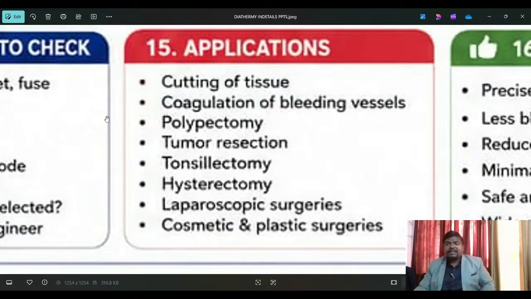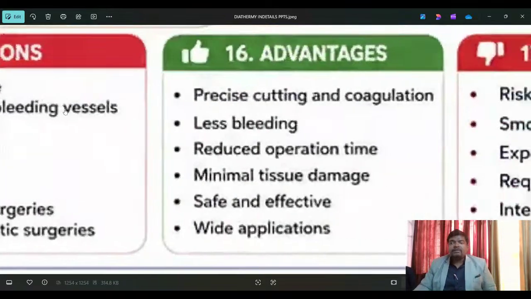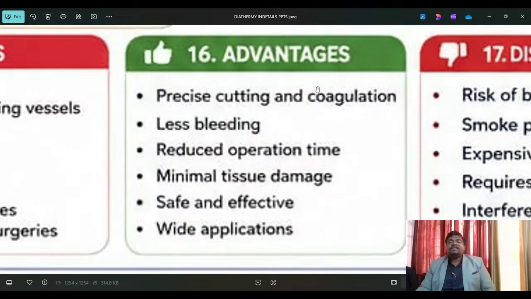Okay, right. Now come here, advantages of this machine. See, if you take any medical equipment, we need to know what the advantages are. So after this: precise cutting and coagulation, less bleeding, reduced operation time, minimal tissue damage, and safe and effective with wide applications. These are the main advantages. See, this type of diathermy is used in hospitals all over the world; some lakhs of hospitals operate using this diathermy equipment.